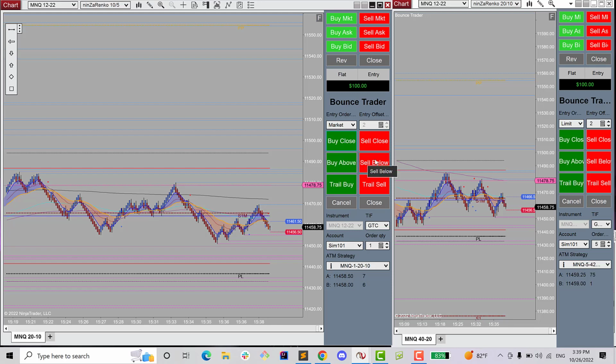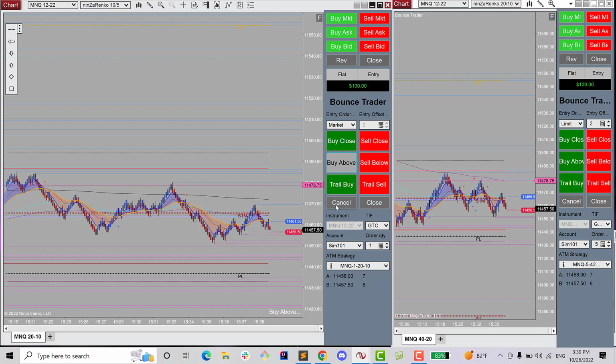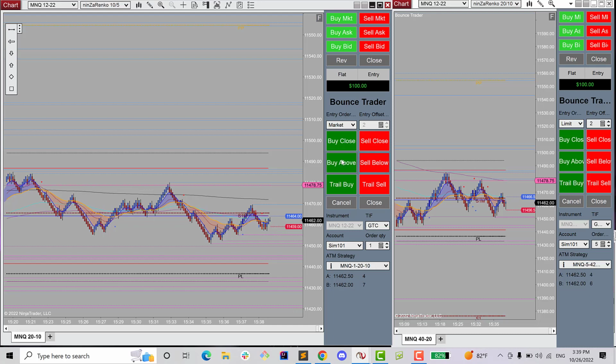Now for sell below, let's say that we think it's going to continue to go down and break new lows. Okay, so it didn't. Let's say we are thinking it's going to continue to go up. Okay, well, it didn't. Let's just say it's going to go down. Our current bar is bearish. Okay, so it didn't work.